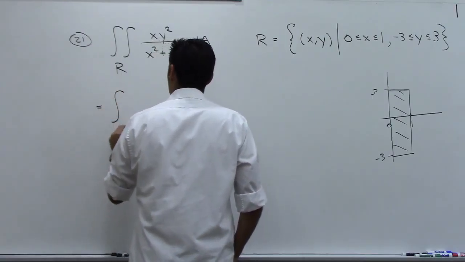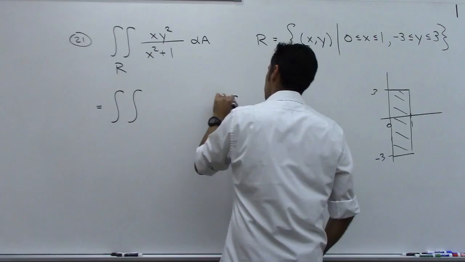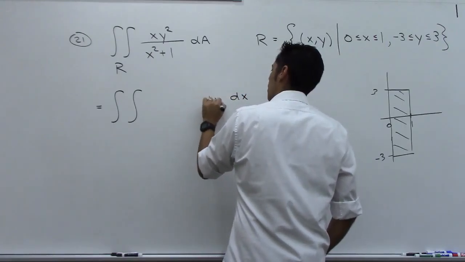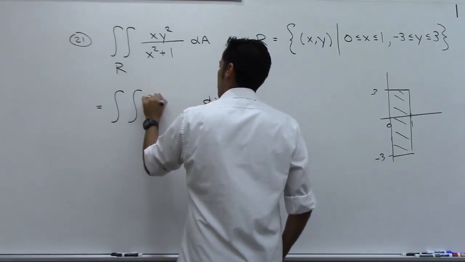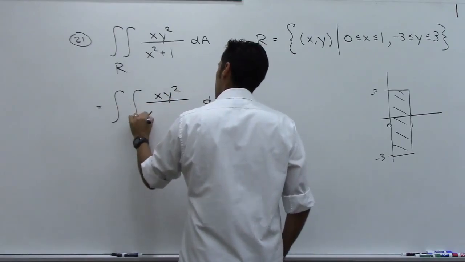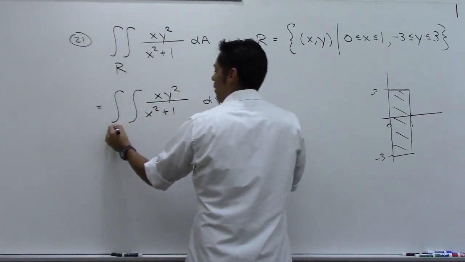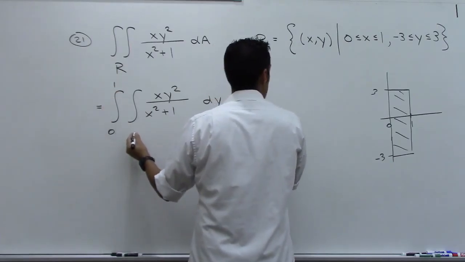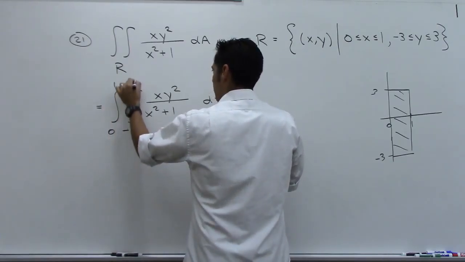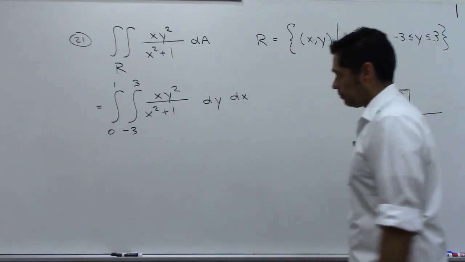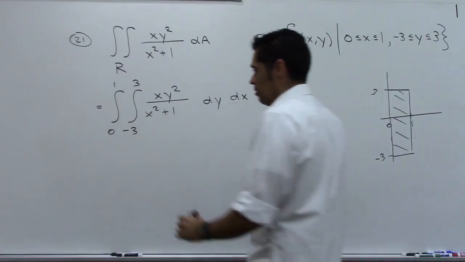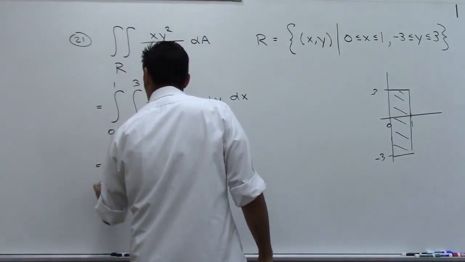So that means I'm going to have dx on the outside. I'm going to do dy in here first. Xy squared over x squared plus 1. And since x is on the outside, that means my outer integral is going to go from 0 to 1, the inner one from -3 to 3. All right, let's go ahead and do that inner integral.